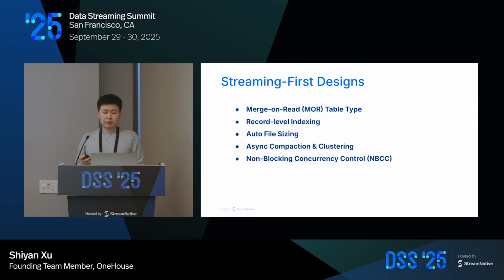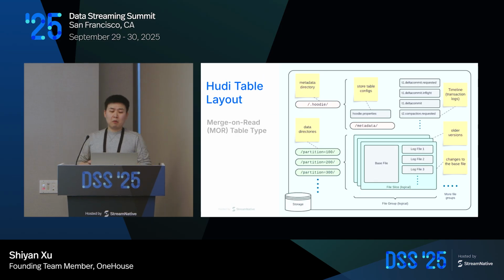Base files are typically in a columnar file format like Parquet, which stores the primary data for this table. Log files contain changes to the associated base files. So logically, Hudi groups one base file with multiple log files into one file slice to represent a version of those records at a given time. So a file slice is always associated with a time.